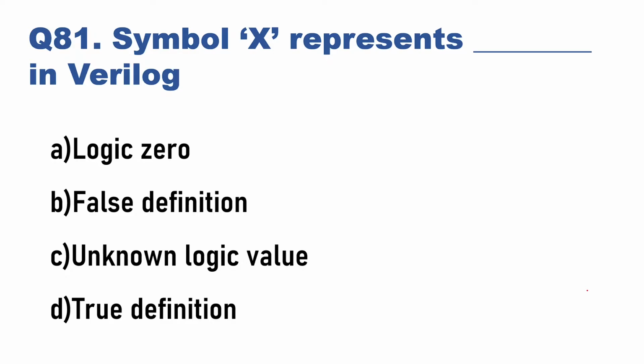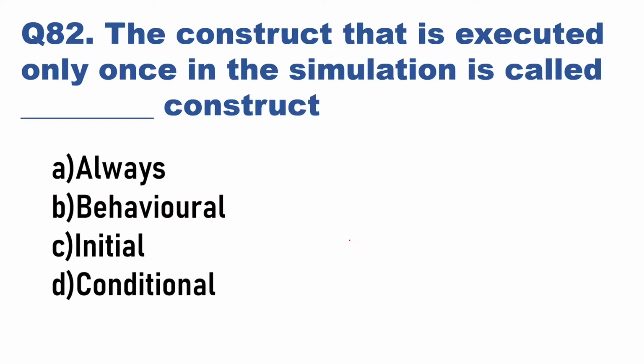That means if a simulator is unable to decide, then for any unknown logic value, it is going to put a symbol X. So symbol X represents unknown logic value. So here option C, that is unknown logic value, will be the right answer. So here you can see symbol X represents unknown logic value. Then we'll go to the next question, question number 82.